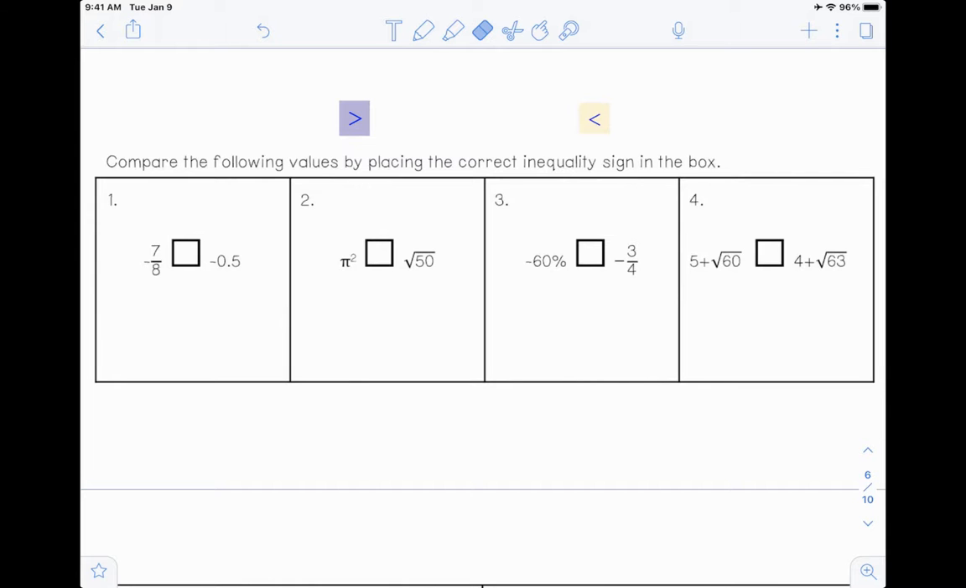Okay, in the next section, we're going to compare these using greater than and less than symbols. So we're going to compare -7/8 and -1/2. If you remember, you need to write -7/8 as a decimal, because it would be hard to have these two fractions have a common denominator, although you could do it in terms of eighths, and this would be -4/8.